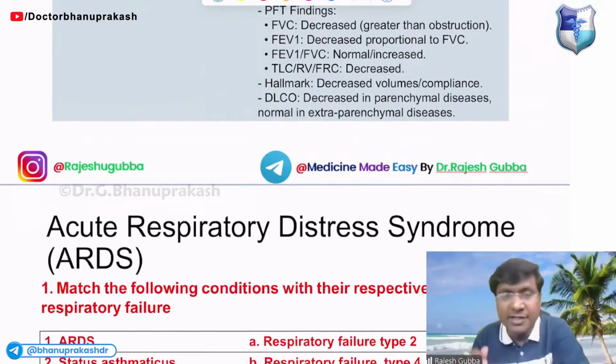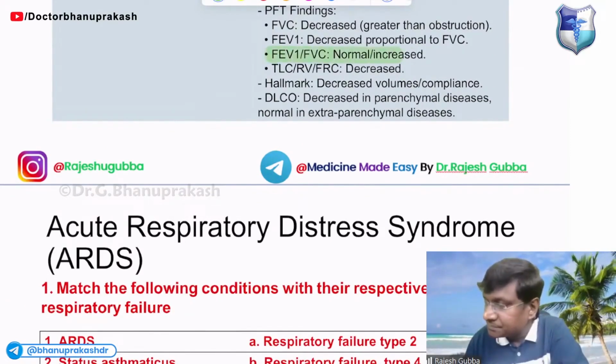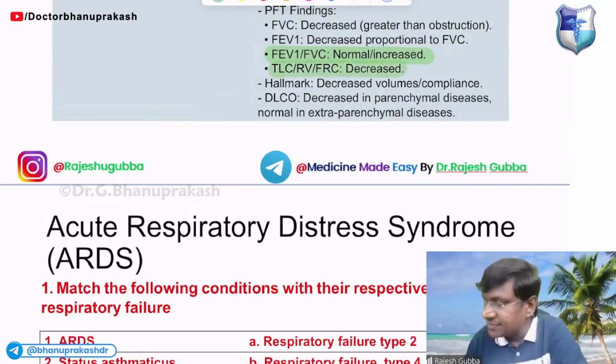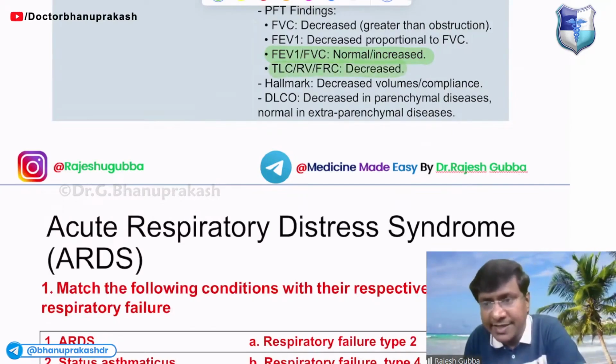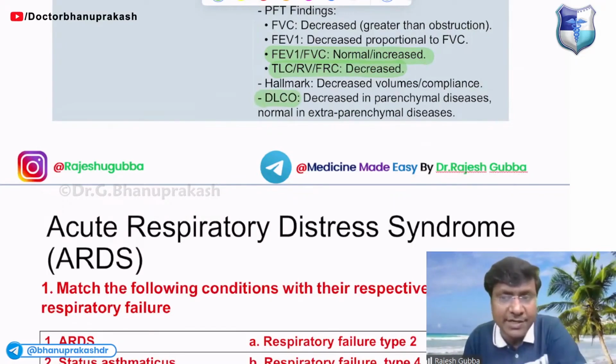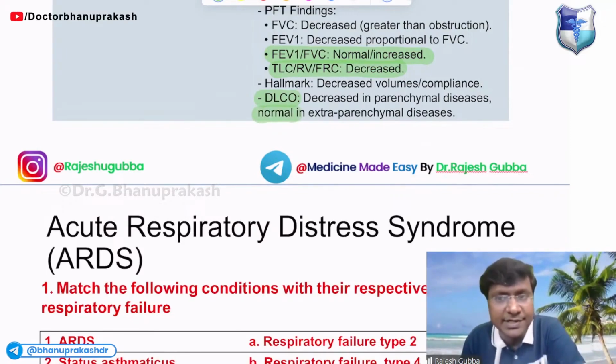But what is very important in the pulmonary function test of restrictive lung diseases? In restrictive lung diseases, the FEV1 by FVC will remain normal or it is increased. And in case of restrictive lung diseases, almost all the volumes and capacities are decreased, right? Total lung capacity, residual volume, functional residual capacity are decreased. And in these patients, the DLCO is decreased in case of the intrinsic type of restrictive lung disease, and it will remain normal in case of the extrinsic type of restrictive lung diseases, okay?